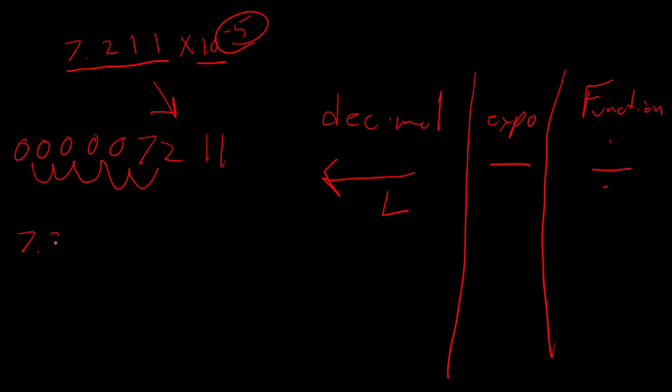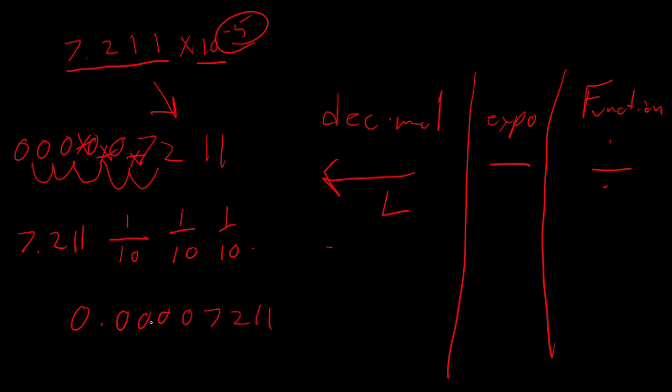So we would have 7.211 divided by 10 one time would bring the decimal here. We divided the decimal by 10 more times, we bring the decimal here. We divided an additional 10 increments, it would be right there, and so on. So the final number would be 0.000007211.